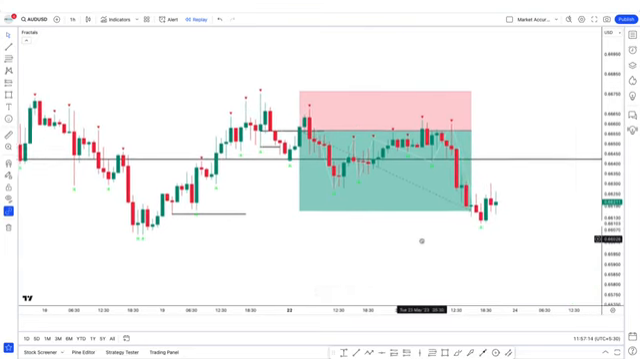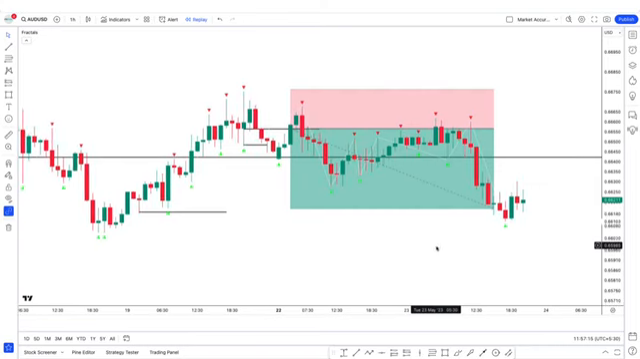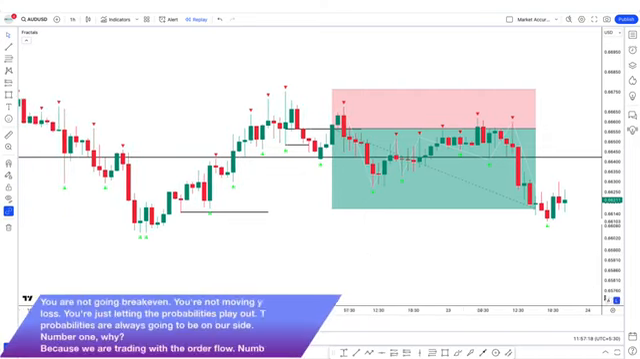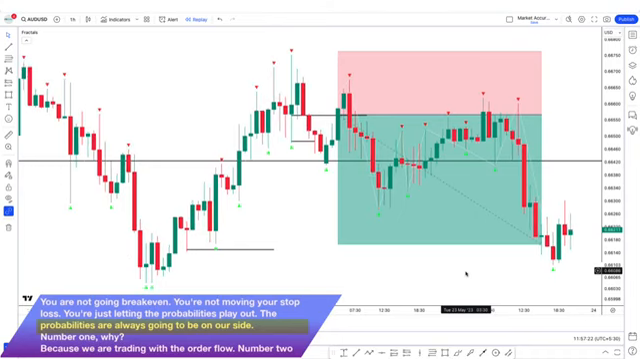Now this is the beauty of the strategy. You took your trade, you just disappear from the charts. You don't even look back. You have your take profit set, you have your stop loss set. You are not going break even, you're not moving your stop loss. You're just letting the probabilities play out. The probabilities are always going to be on our side.